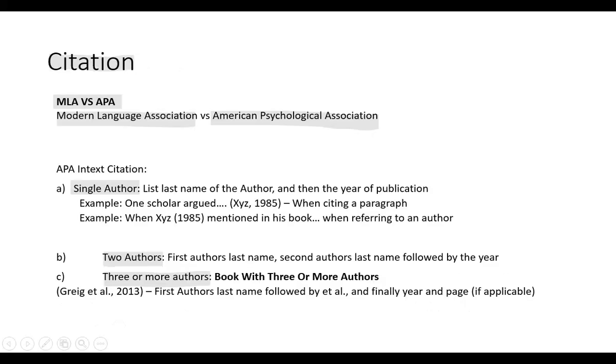Citation. So MLA versus APA. Your Modern Language Association is your MLA, and American Psychological Association is your APA. So when it comes to APA, you have your in-text citation. This is something that you write right beside your sentence, in your body paragraph, in your conclusion, or your introduction. And you can see the three examples over here on the screen, whether this is a single author book, a book written by two authors, or three or more authors.